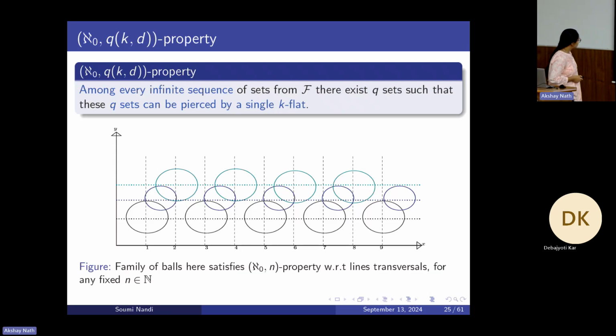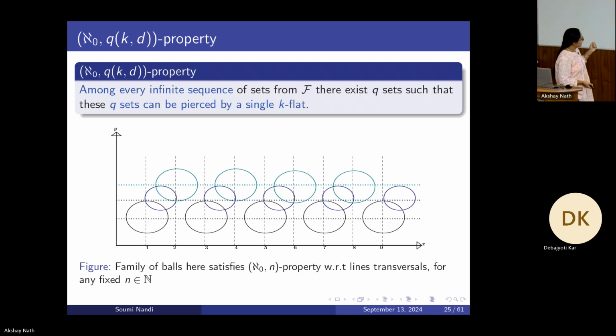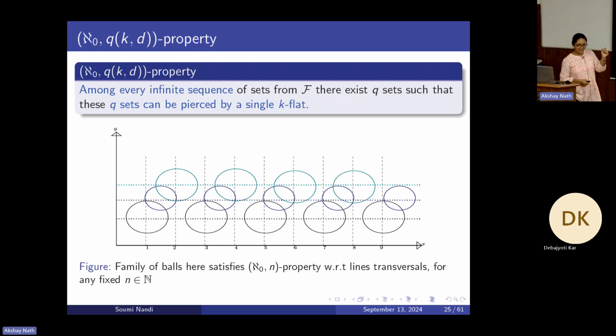So here is an example. Suppose we have an infinite family of d's, and we want to pierce this with a line transversal. If we take any infinite sequence of balls from this family, at least one colored ball will be repeated infinitely many times, and all those balls can be hit by just one single line. So this family satisfies an Aleph not n property with respect to lines for any given n.